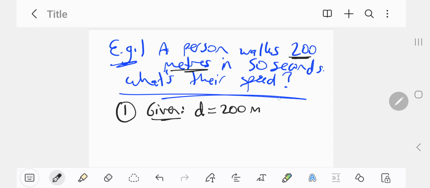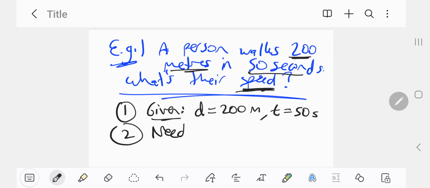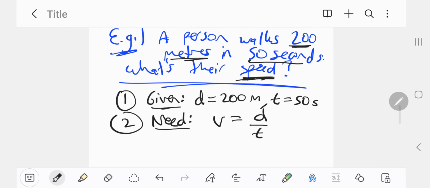M for short, okay? We're given time. 50 seconds is a measure of time. So T is 50 S, small s for seconds. We need to work out speed. What connects D, distance, and time T? Well, there's a formula for it. So step 2 is we need V equals D over T. The third step is to sub and solve.